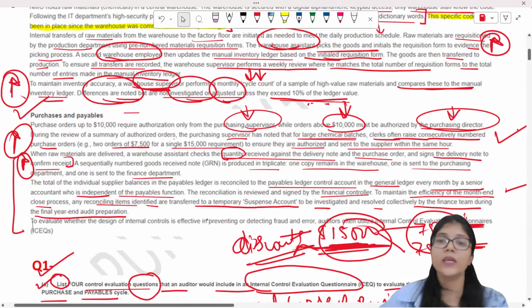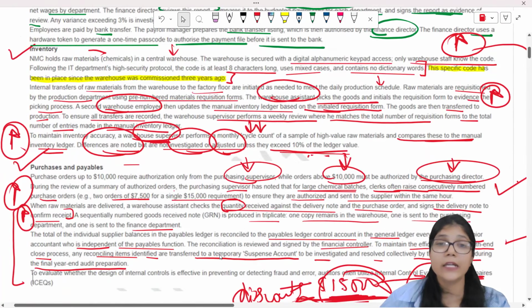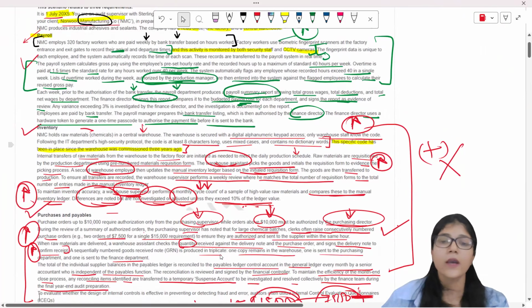So with this, we are done with this last third question also. I've discussed the entire case study with you. I think it was fairly an easy case study if you use your brains while you actually solve this case study. So I hope it is clear.